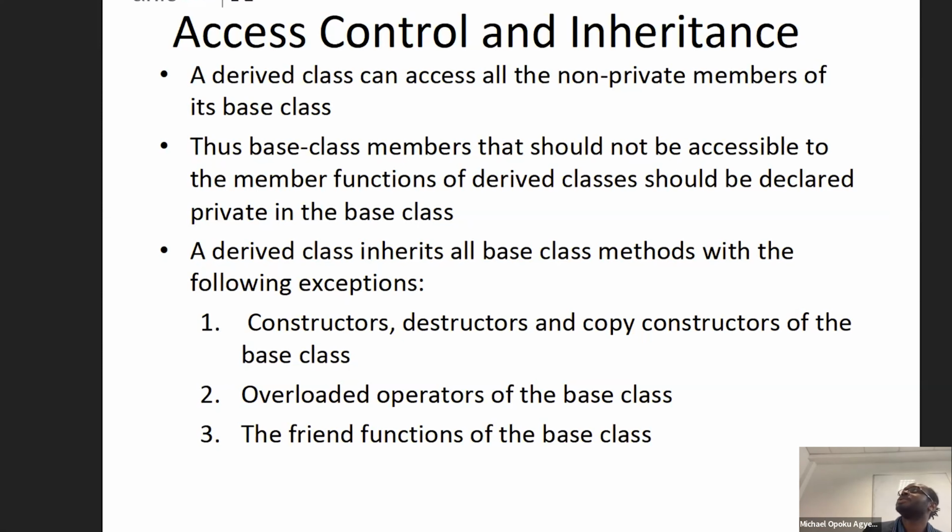Good, I am. So a derived class can access all the non-private members, okay? So remember earlier, they could access protected. Private members can be accessed by the friends or members of the same class, right? So a derived class can access the protected members and public members. If something is defined as private, it cannot be accessed by the derived class, or the children.